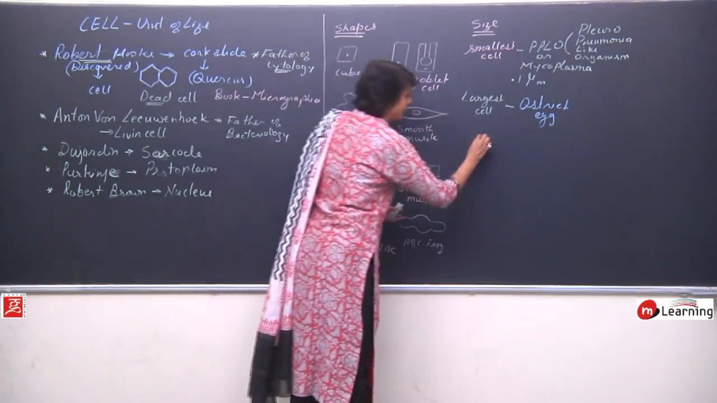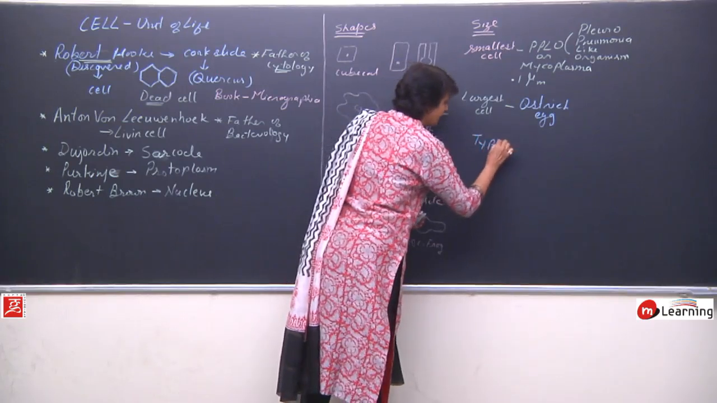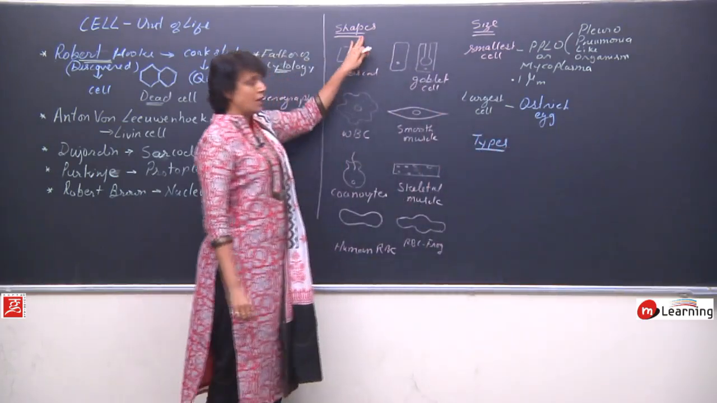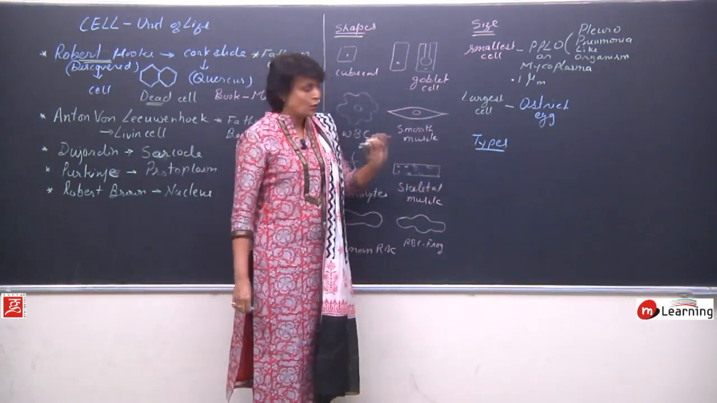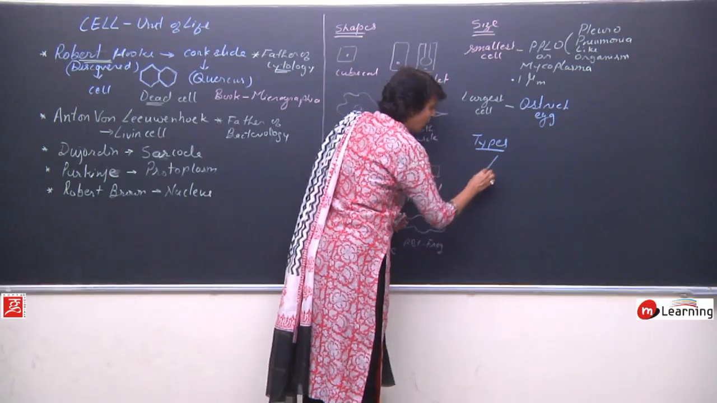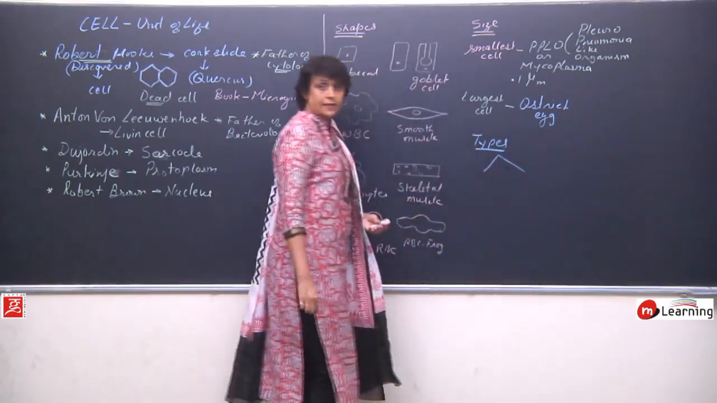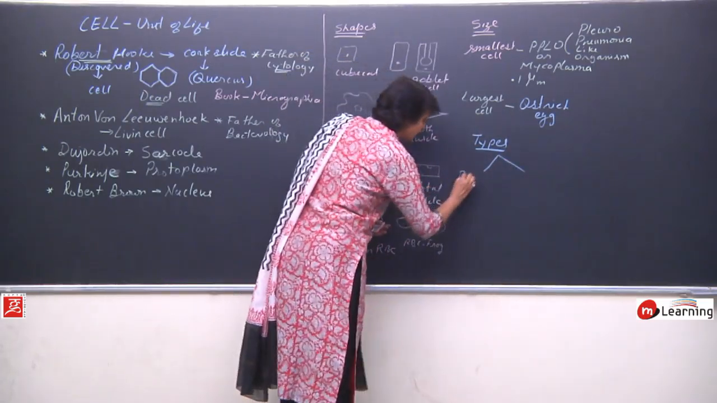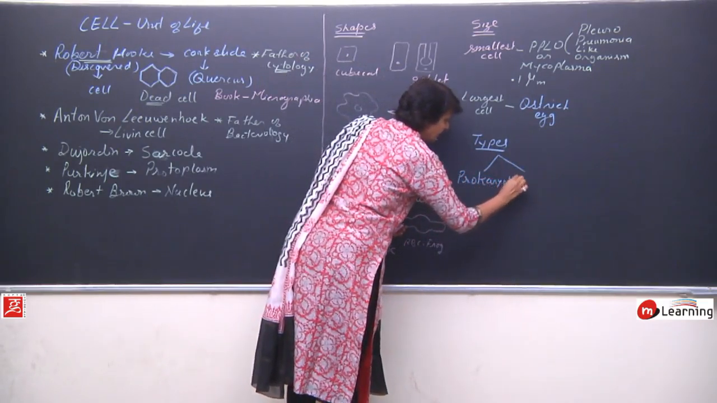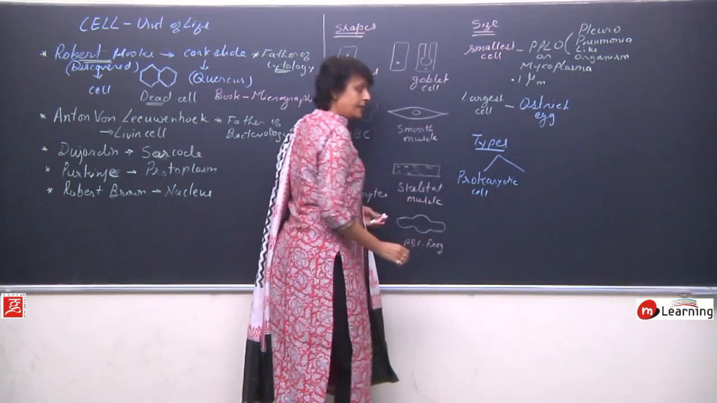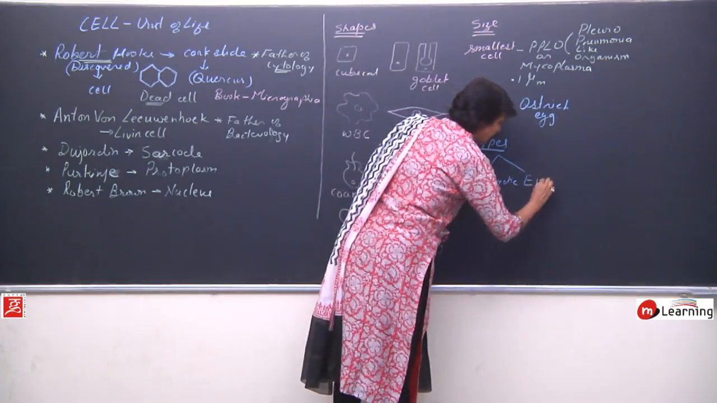So now the next thing is types. Here we have seen the shapes, the sizes. Now we are talking about the types of cells. We divide all the cells into two categories: prokaryotic cells and eukaryotic cells.